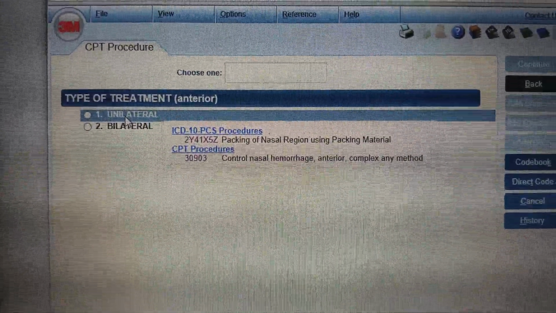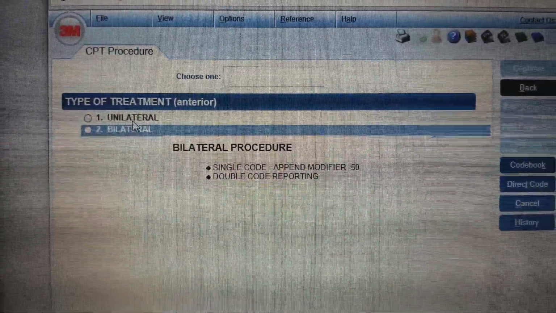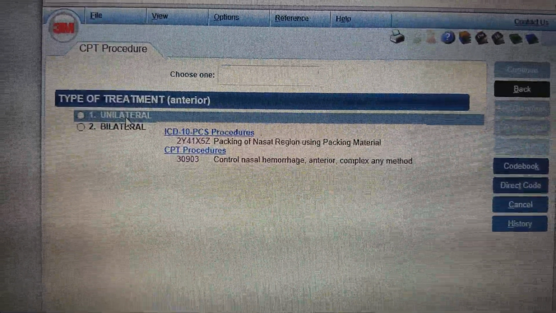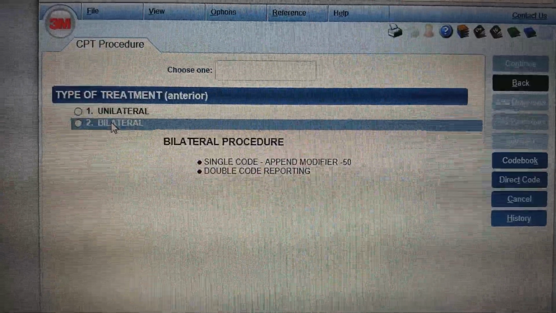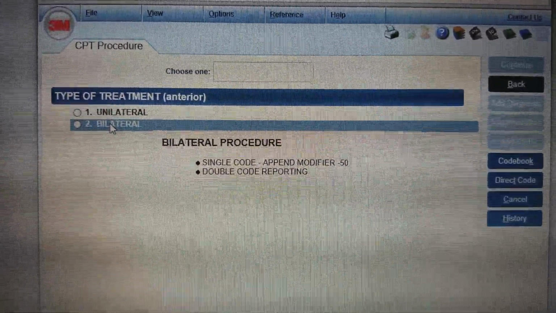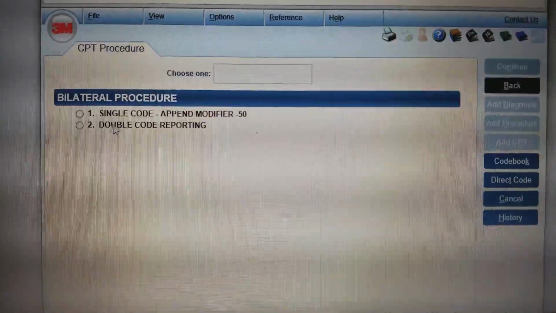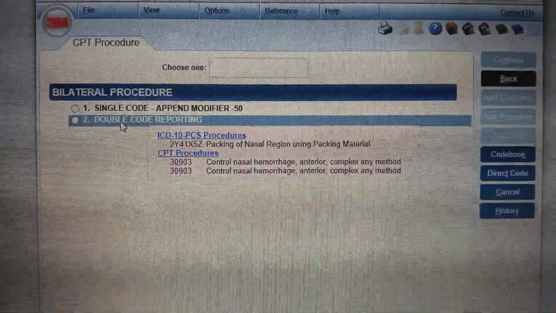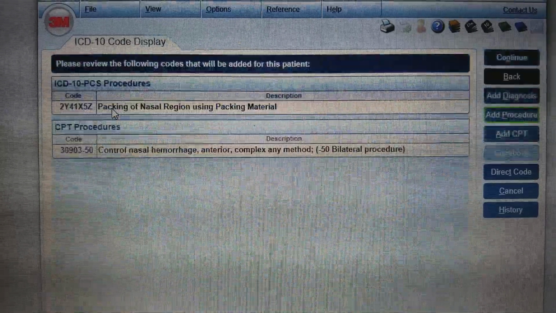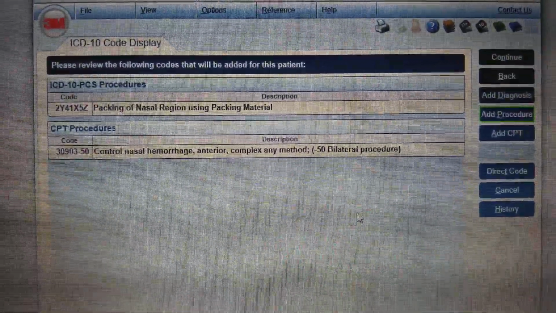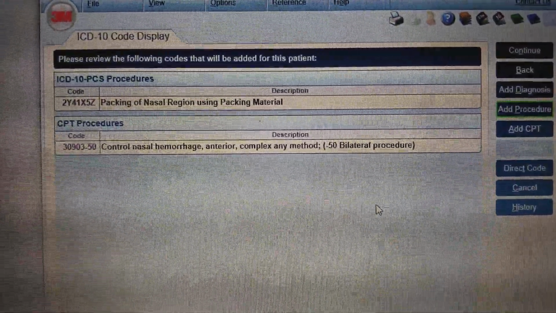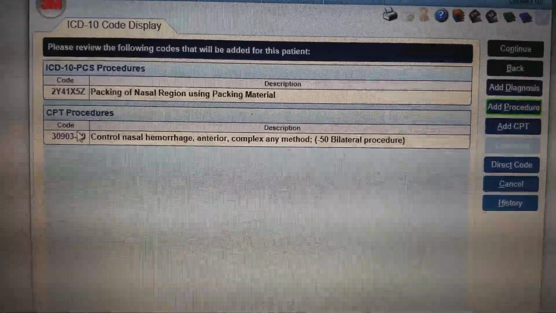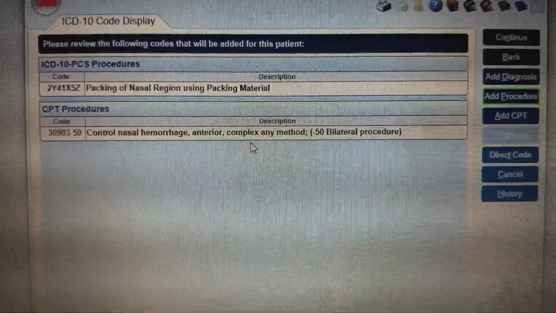And if you hover over each one, it tells you the code up here under unilateral 30903 along with a nice ICD-10 PCS code. Bilateral, it gives you a different answer or a different question. It says single code with a modifier 50 or a double code. Well, we're going to go with the single code modifier 50. And since I don't have the question in front of me, I wasn't sure, so I know the correct answer is 30903, but you can play around with this and see where you go.